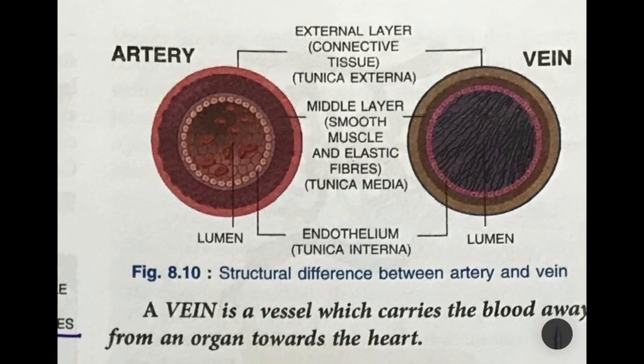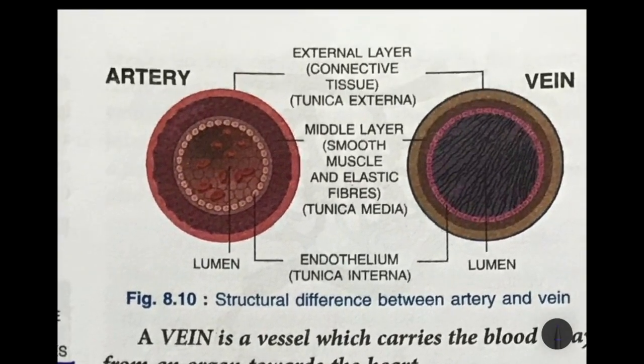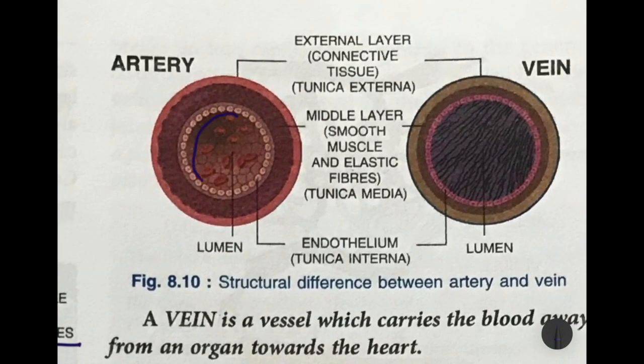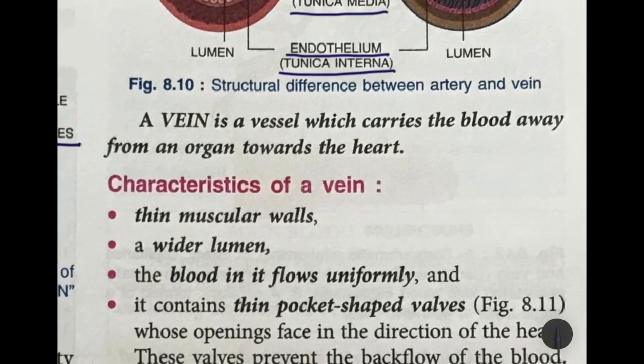Okay, so there you can see, this is the artery, this is the lumen in the center, through which the blood flows, and there is an external layer, the connective tissue, which is known as tunica externa. The middle layer here, which is the smooth muscle and elastic fibers, is known as tunica media. And then you have a layer of endothelium, which is known as tunica interna. Okay, now moving on to the vein.